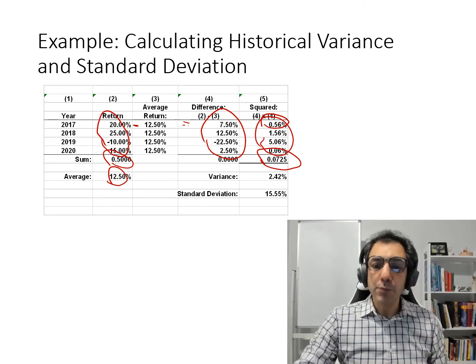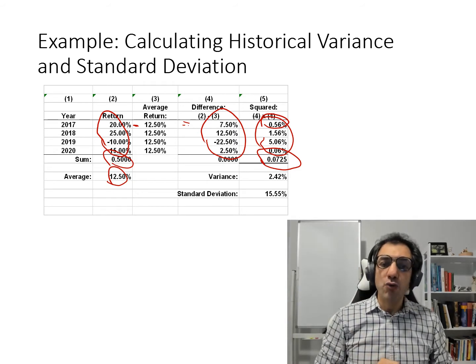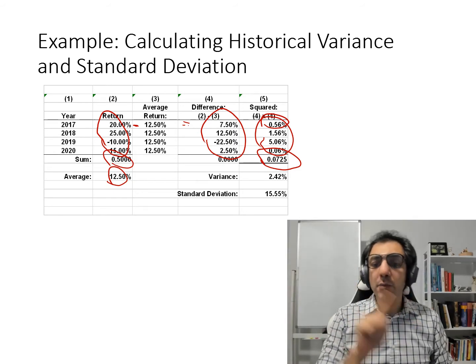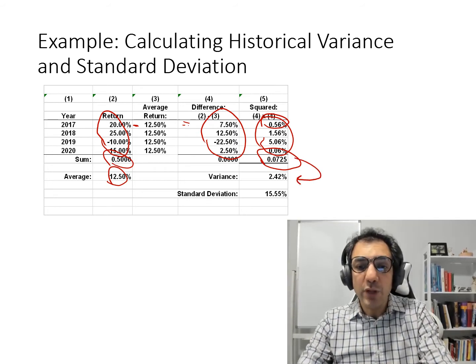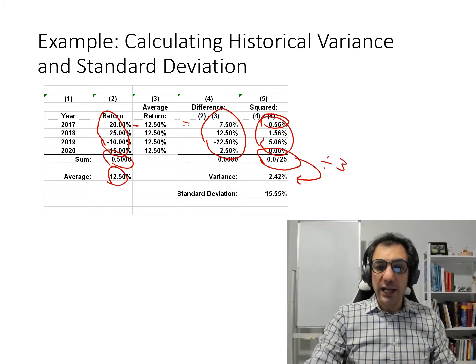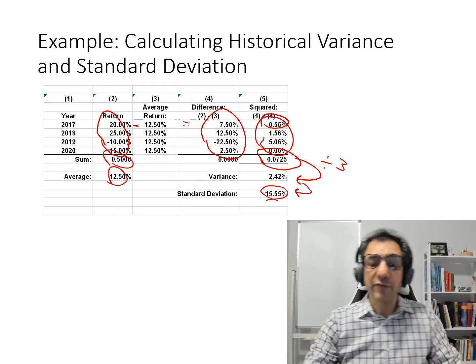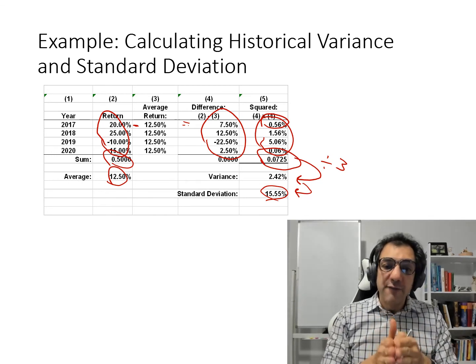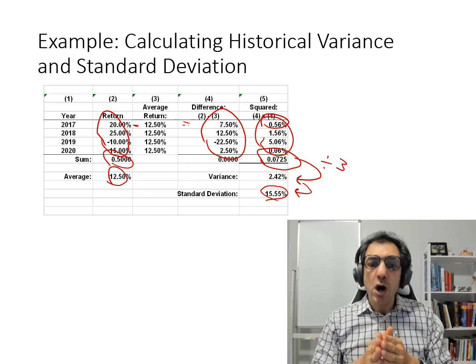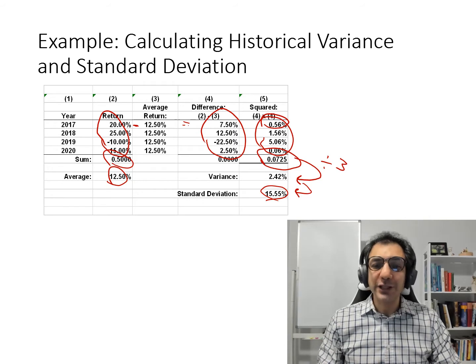You need to divide this by n minus 1. I have 4 data points, returns for 4 years, so it should be n minus 1, which is 4 minus 1, which is 3. If you divide this by 3, you will find 2.42% as your variance. And if you find the square root of this number, you will find 15.5% as your standard deviation. So you can say that on average, your data are 15.5% away from the expected return.